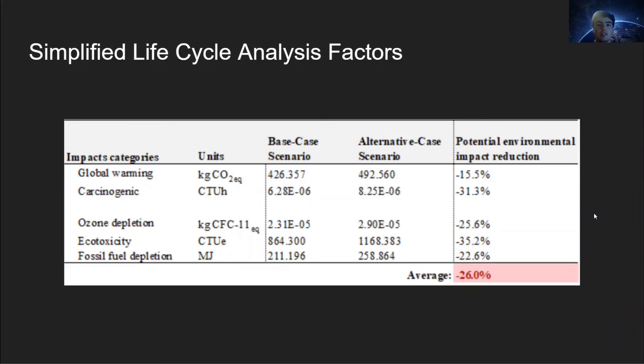For our simplified life cycle analysis, the overall potential environmental impact has a negative score of 26% in every category: global warming, carcinogens, ozone depletion, ecotoxicity, and fossil fuel depletion. We tried replacing the cement with blast furnace slag to reduce the amount of cement needed for our concrete.